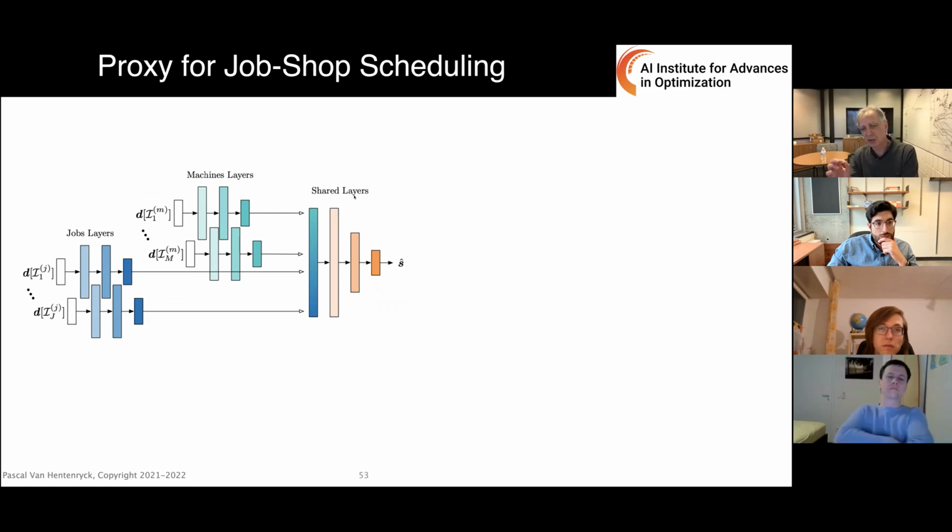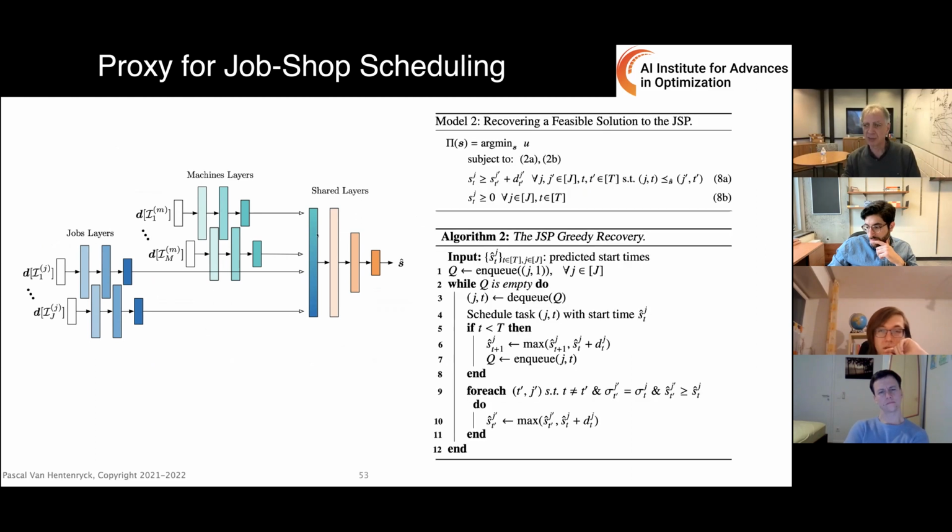And once again, there are 2 points that I want to make. The first one is that the network here, once again, is exploiting the structure of the application. So you see sub-networks here, which are machine layers and then job layers, because that's the structure of the optimization problem. Obviously, you have shared layers afterwards. And then what you see on the right-hand side is, once again, the feasibility restoration, which also exploits the structure of the optimization problem.